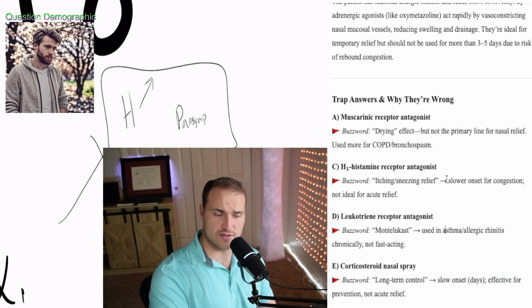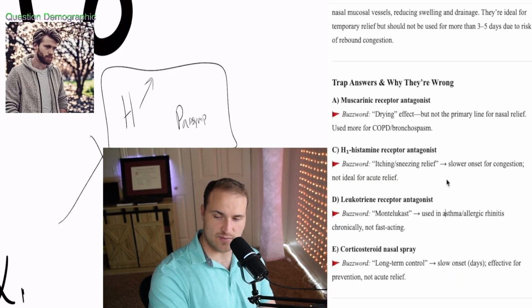So a lot of people have allergic rhinitis. The reason why is because that springtime pollen will hit, and so you've got to get some sort of relief. So you've got to constrict that nasal mucosal vessel.